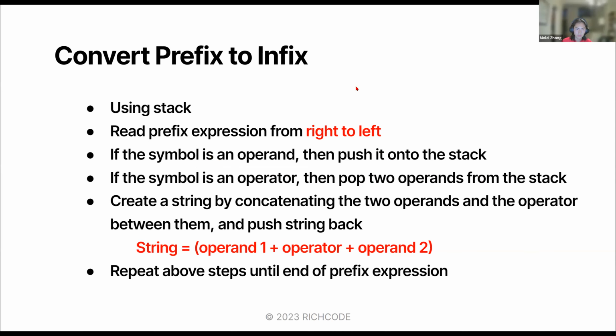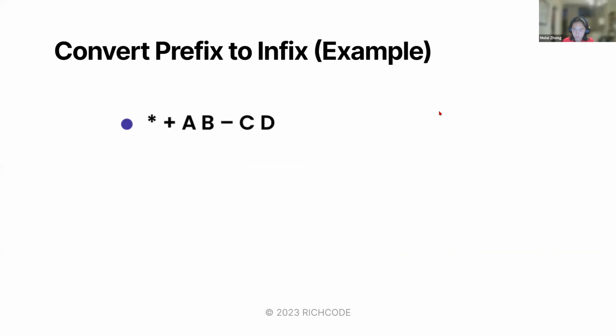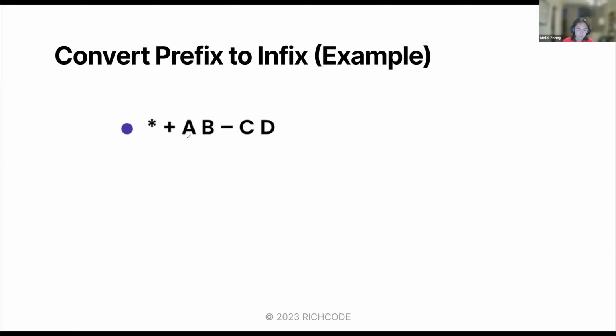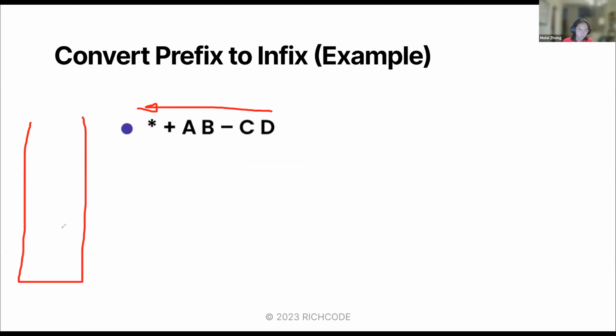So I'll show this really quick. Using this first expression, we have times plus AB minus CD. So reading it backwards, we have D first. So let's make a stack here, D. And next we have a C.